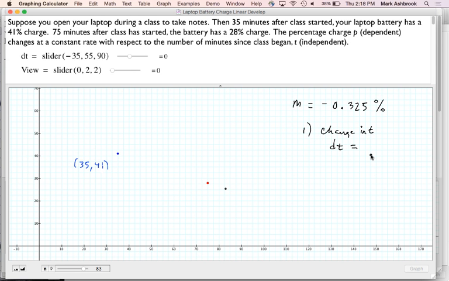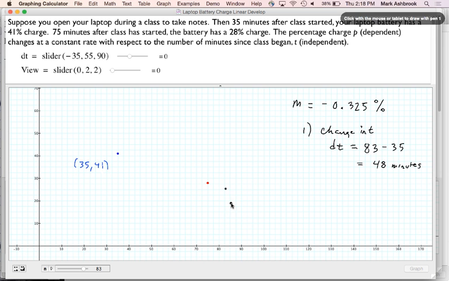Final minus initial. My final time is 83, sorry. Initial time is 35, which means a change in time of 48 minutes. That's step one of this process. The way you can remember it is, you always start with the independent variable. The independent variable comes first. So I want to know, what's my change in the independent variable? So from 35 to 83.